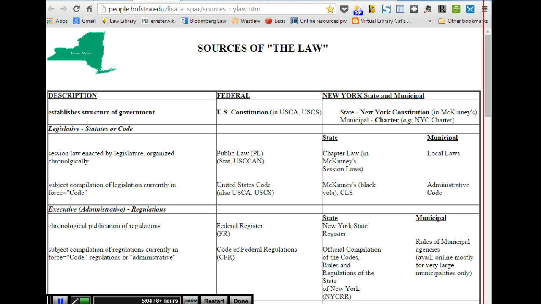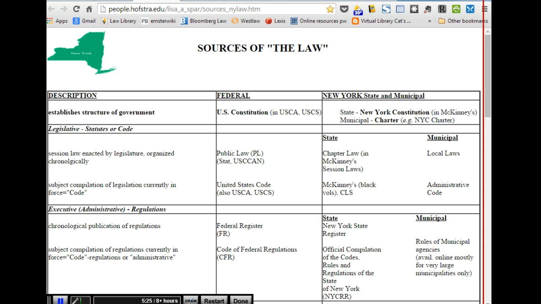For municipal, it tends to be a city council. Nassau County is the county legislature. The naming tends to be a little bit funky, or variable, I should say, when it comes to municipalities. You have to kind of go with the flow a little bit on the names. Okay, so that's the legislative branch.